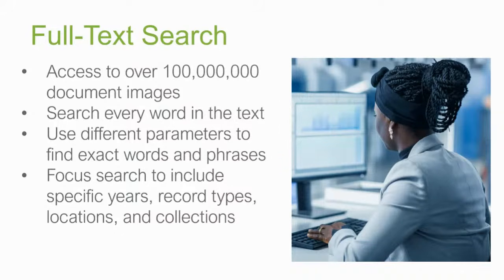This is literally the most exciting development I think I have ever seen with technology in genealogy. Full text search provides access to over 100 million unindexed document images, and you can search every single word in the text. By using different parameters, you can find exact words and phrases, and you can also focus your search to include specific years, record types, locations, and collections.